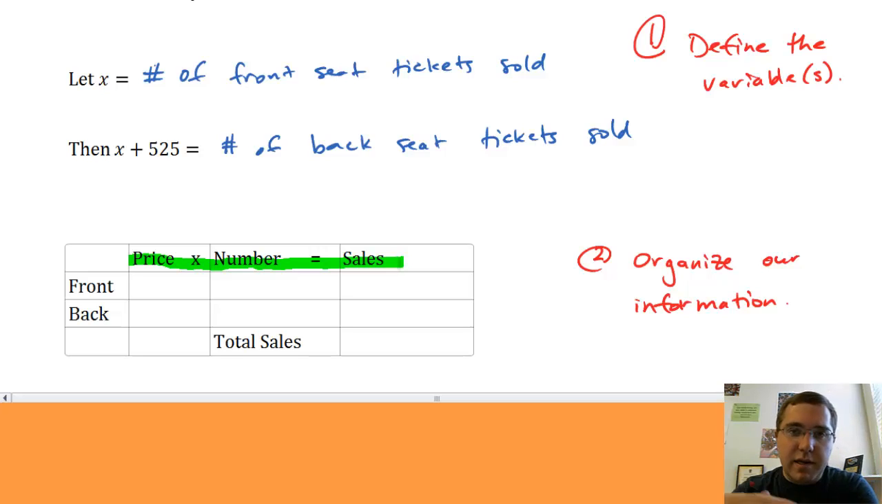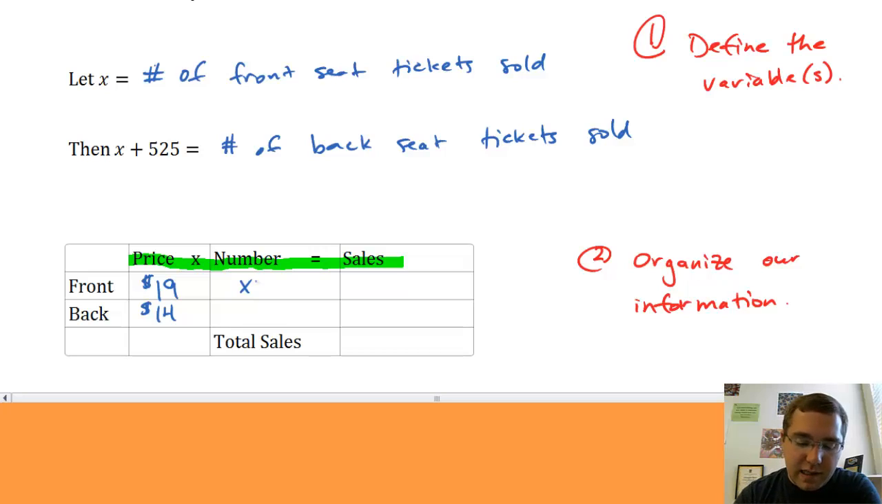If each ticket costs $10, or in this case $19 or $14, then if I multiply the number of tickets by that amount, I'll get how much money I'm bringing in on each ticket. So what is the price of each ticket in the front? $19. What's the price of each ticket in the back? $14. How many front ticket seats did we sell? X.